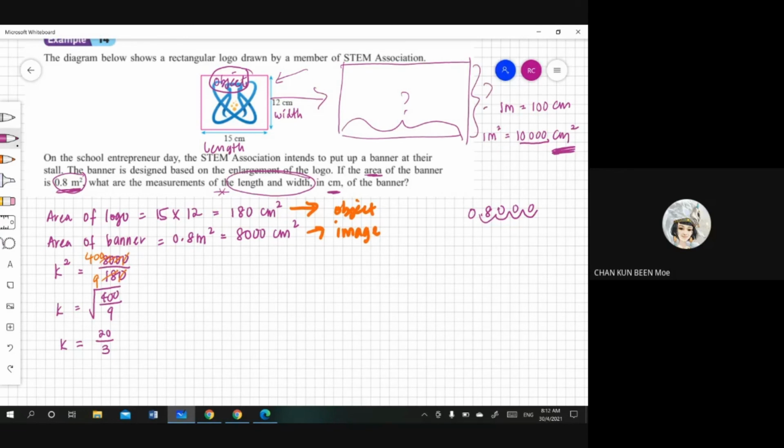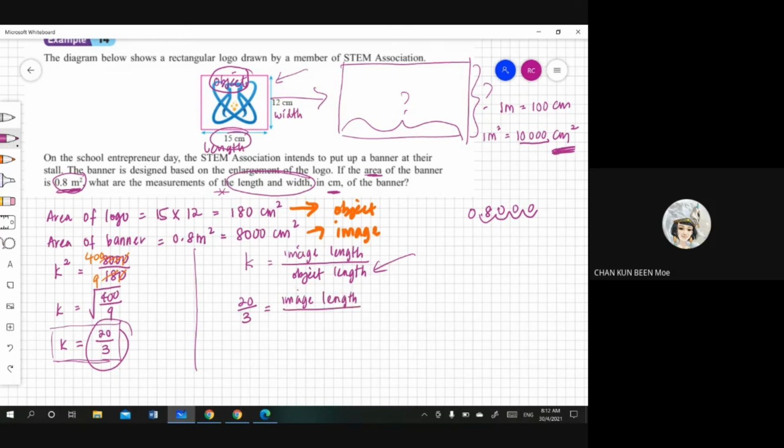To find out the length, you already learned from the scale given. Scale factor is equal to the length of image over the length of object, right? So I'm going to apply that. K is the image length over the object length. So the K that we got earlier is 20 over 3. I'm just going to replace it. 20 over 3 is equal to the image length over the object length, which is 15. So we are going to find the image length first.